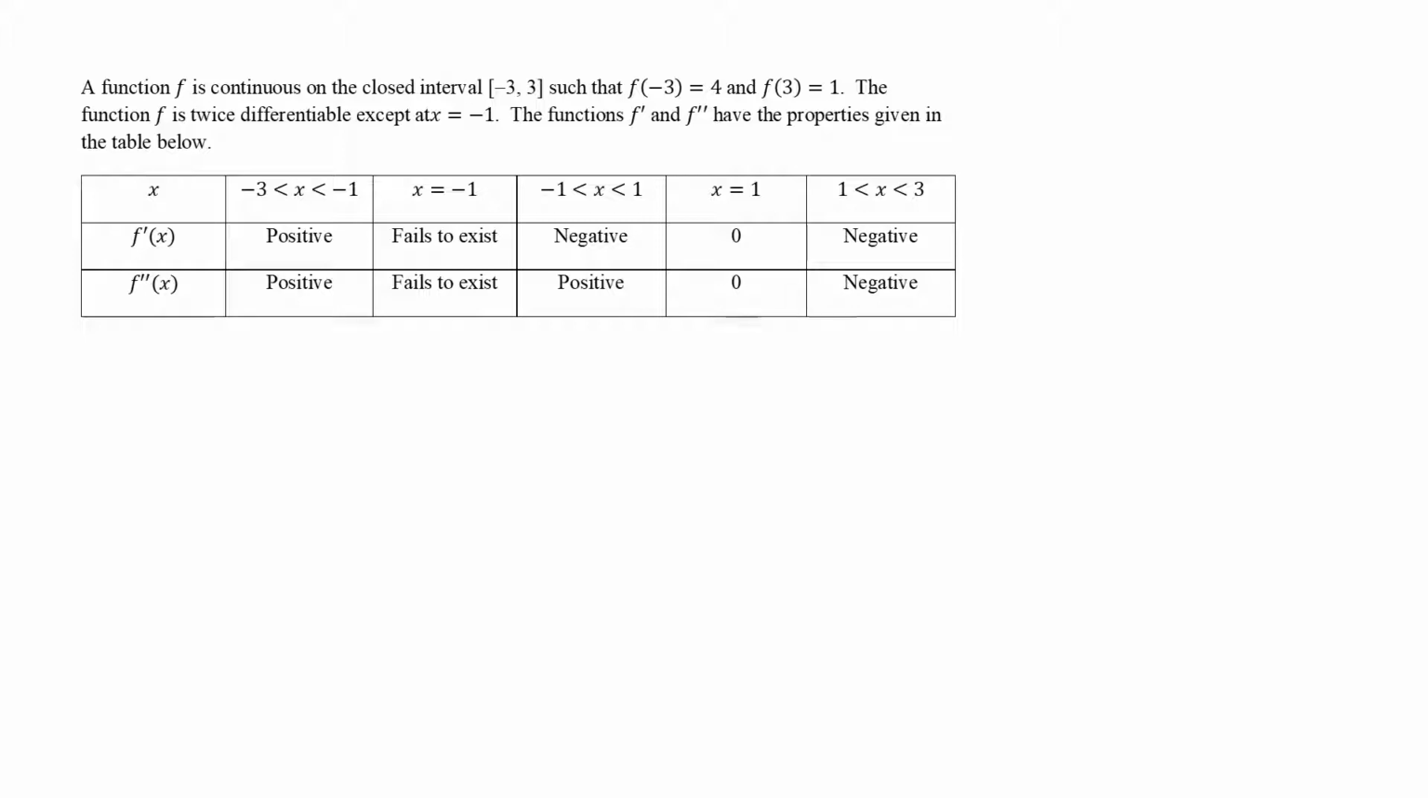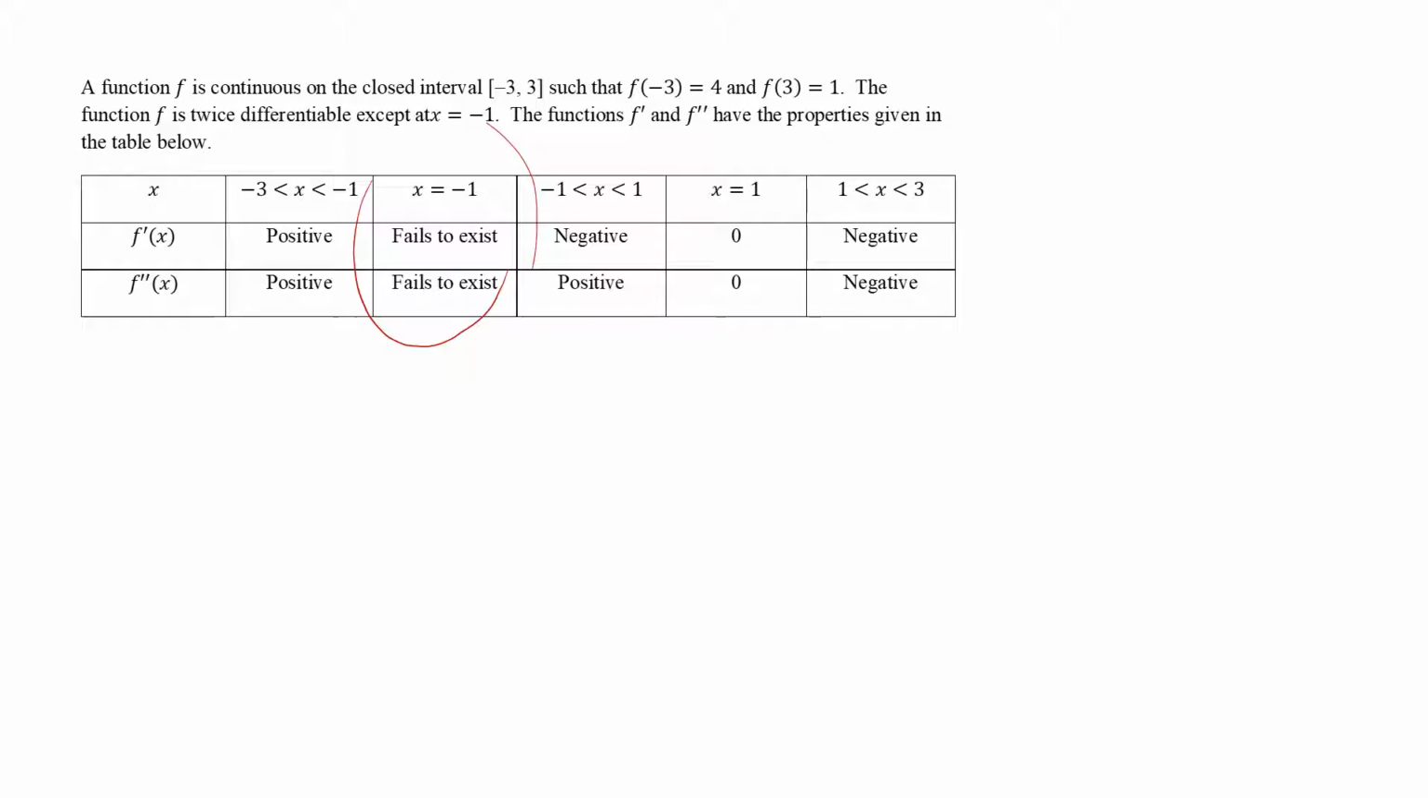Anyway, so the first one, we have a table. We have a function f that is continuous on the closed interval, and f of negative 3 equals 4, f of 3 equals 1. So it's giving us the endpoints here. The function f is twice differentiable, except at x equals negative 1, and we can see at x equals negative 1, the derivative does fail to exist. That's okay. All that means is that the slope changes very suddenly there. So we have a cusp. Because it's continuous, so it's not going to go to infinity or anything.